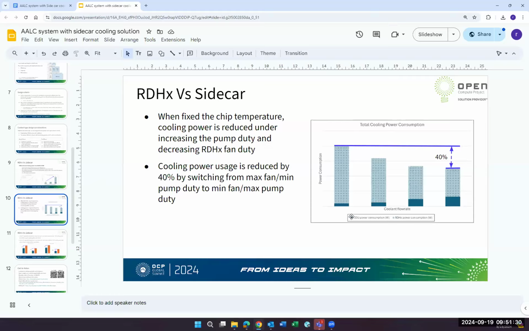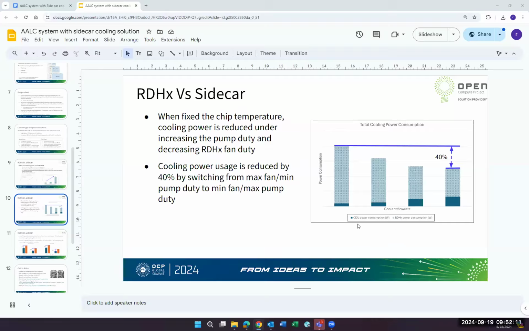What is the purpose of this? Like, what is the purpose of changing the flow rate of the fan and the pump from maximum to minimum? It's because we want to find the most efficient operating points, to see if the fan power contributes most of the power, or whether the pump power is higher.